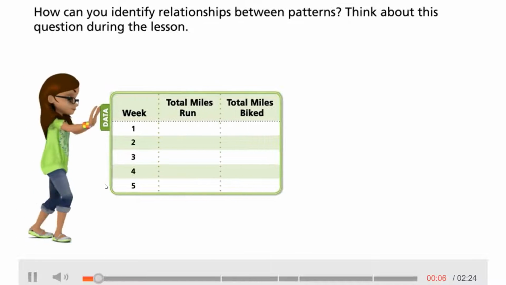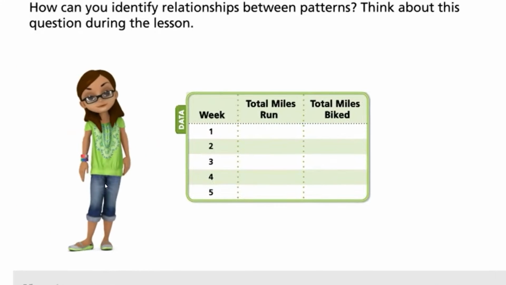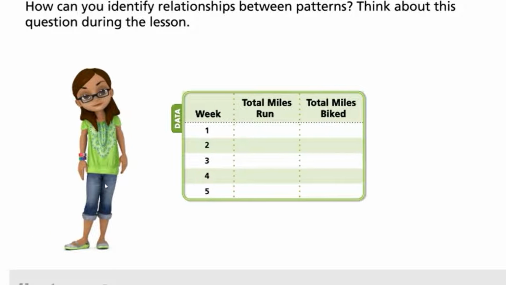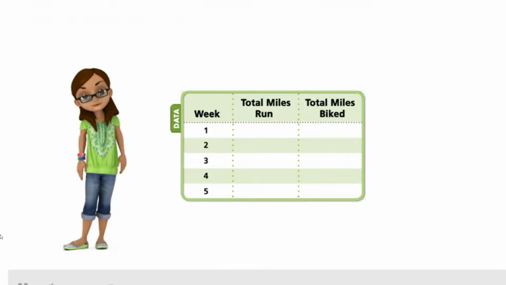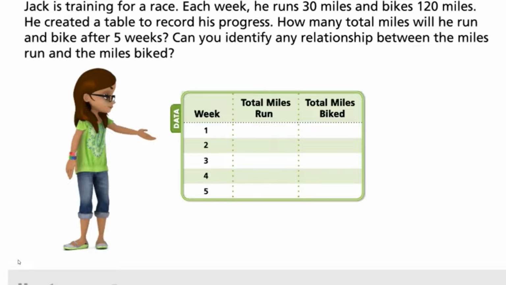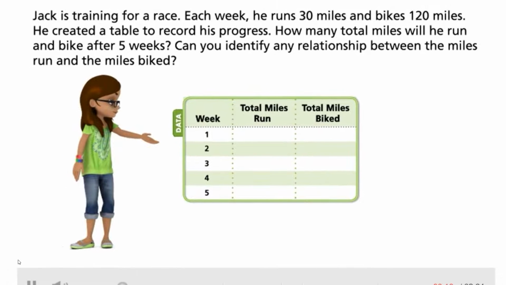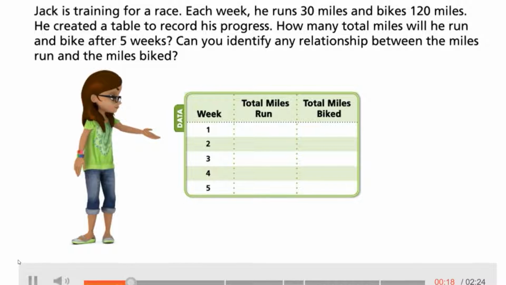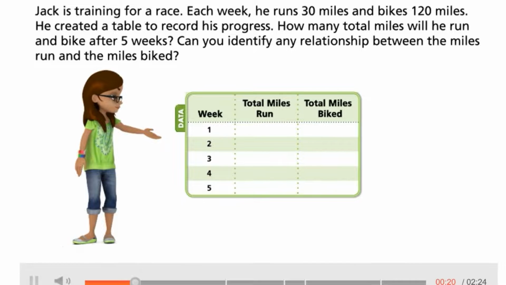How can you identify relationships between patterns? Think about this question during the lesson. Jack is training for a race. Each week he runs 30 miles and bikes 120 miles. He created a table to record his progress. How many total miles will he run and bike after 5 weeks? Can you identify any relationship between the miles run and the miles biked?